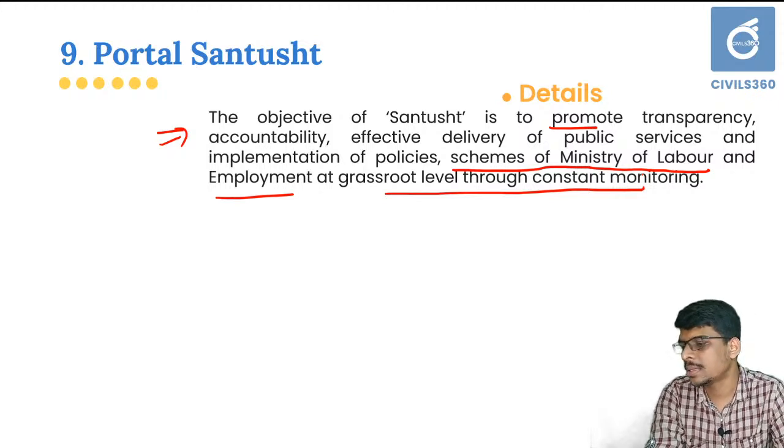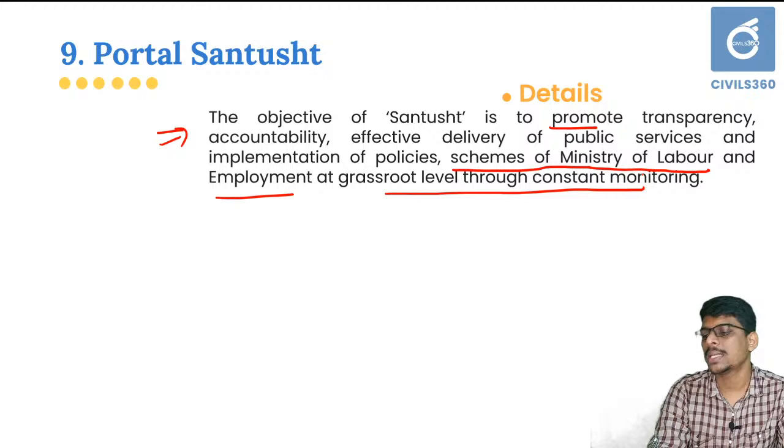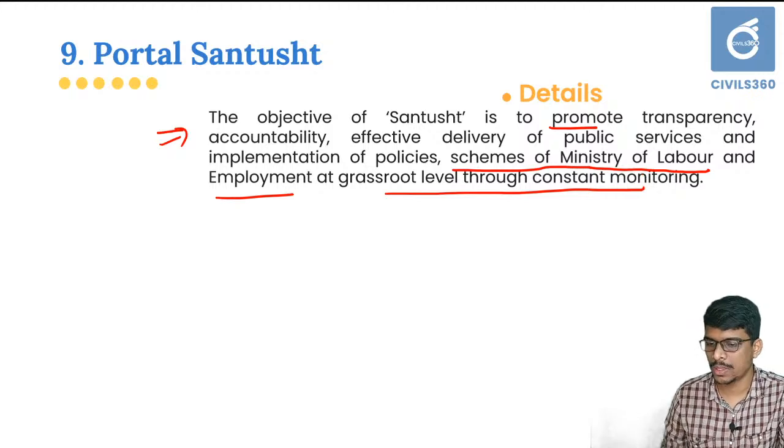That is it. There is nothing other than this. Just learn what it is. That is enough for your preparation.